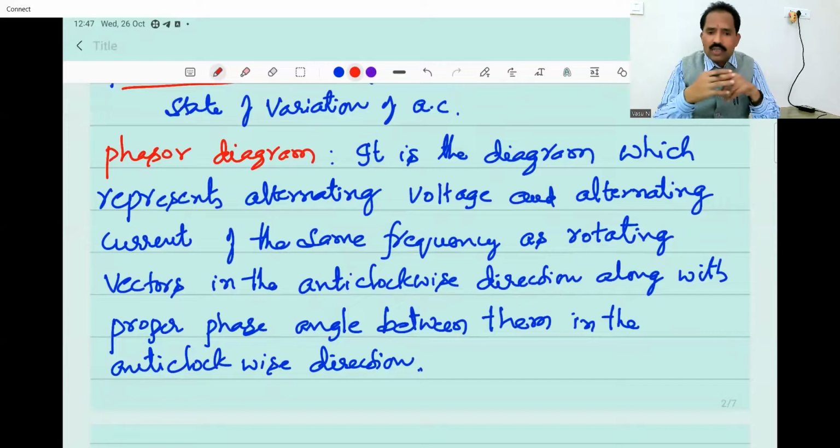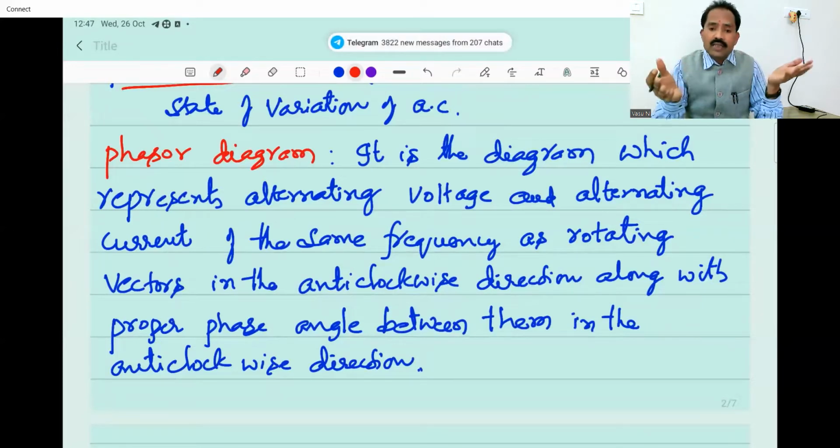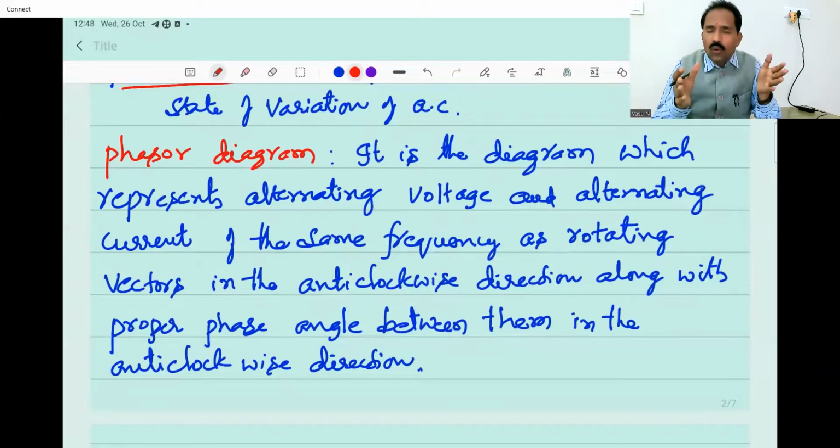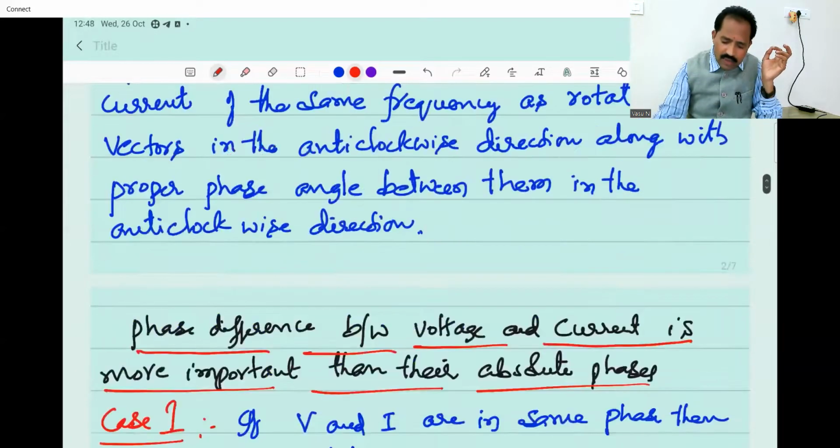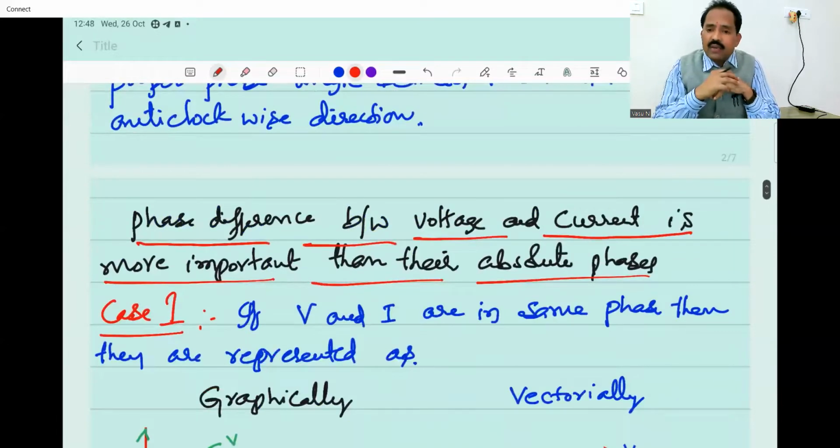So now, when doing derivations next in the case of an AC containing pure resistor, pure inductor, pure capacitance, in case of LCR circuit, we are supposed to know the phase difference in all those cases. So to understand that, first you must understand this. How to represent this? Look at that. Phase difference between voltage and current is more important than their absolute phases. So rather than the phase of voltage or phase of current, the phase difference between voltage and current is more important here.